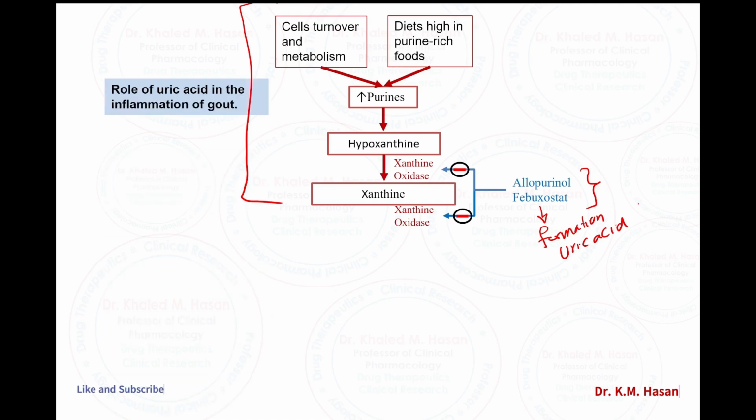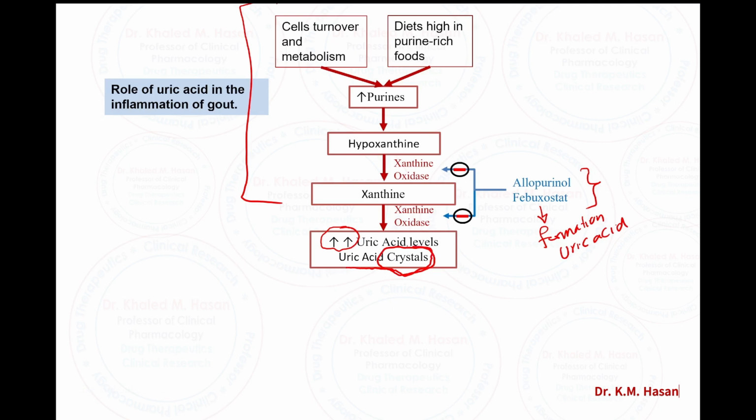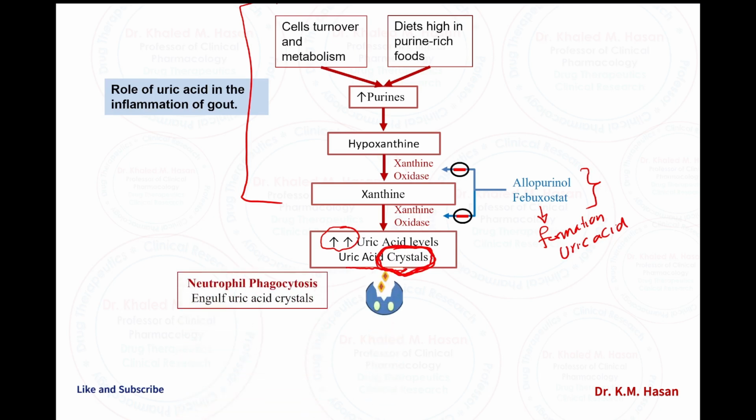Okay, now you can see the role of uric acid in inflammation and gout. Due to the increased formation of uric acid, there is increased formation of uric acid crystals, and these crystals precipitate and deposit in the kidneys and joints. You can see the crystals now here. Our body tries to defend our body system, so the neutrophils become involved in the phagocytosis process, trying to engulf uric acid crystals.